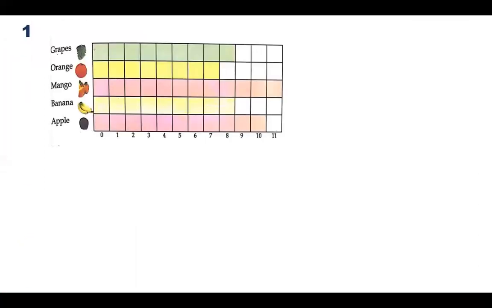Okay children, here see there is a picture, and all this data we will represent in the picture. So now here grapes, orange, mango, banana, apple, means five types of fruits are there. Grapes, orange, mango, banana, apple. Okay. Questions here for you.